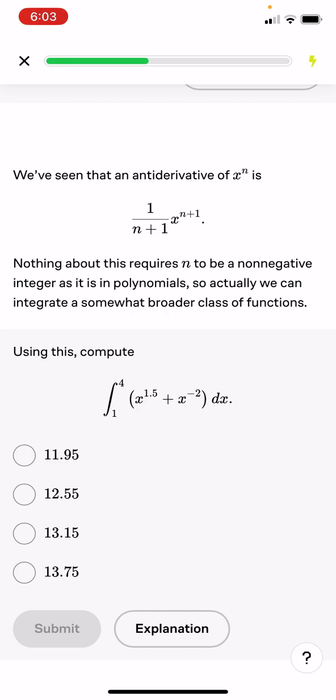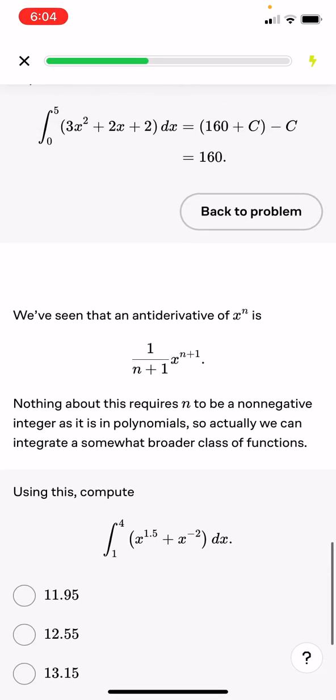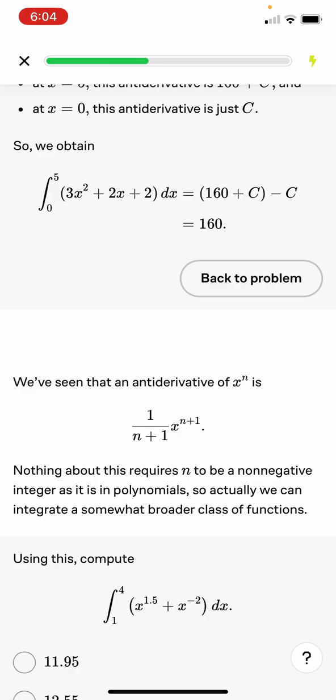So let me try to get this question right. We've seen that the antiderivative of x to the n is 1 over n plus 1, x to the n plus 1. Nothing about this requires n to be a non-negative integer. Is the polynomials, so actually we can integrate a somewhat broader class of functions. Using this, compute the integral from 1 to 4 of x to the 1.5 plus x to the minus 2 dx. So, we want the antiderivative of that. What does antiderivative mean?